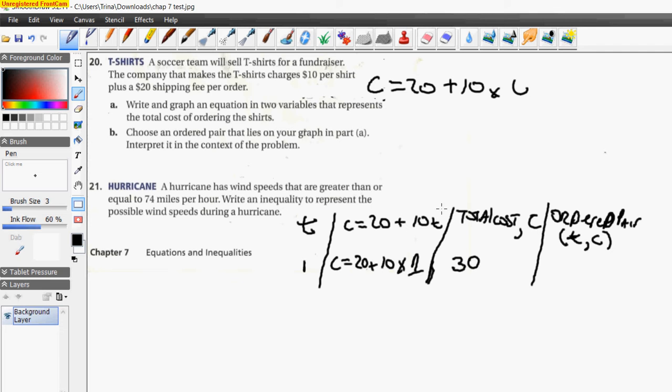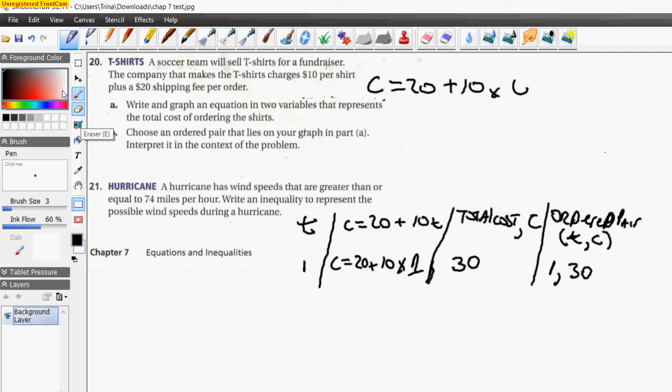So the ordered pair for one, which is the t-shirt, see that T right there? That stands for one t-shirt. I'm going to put a comma right here. The total cost of that, shipping and the t-shirt cost, is $30. Fantastic. You all did a great job on that.